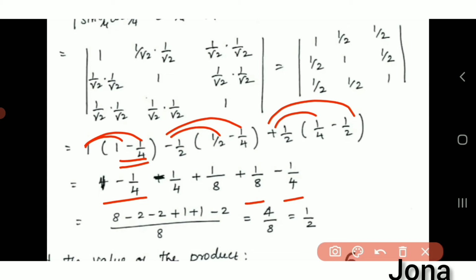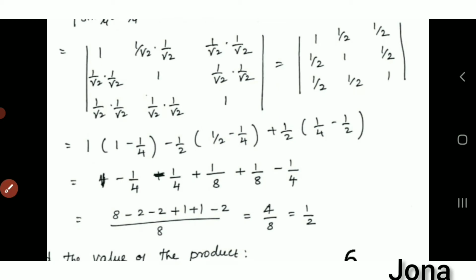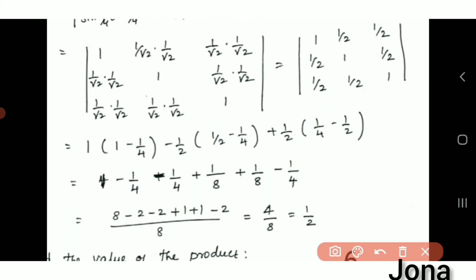So we can cancel some things also. Here 1 by 2, and take the LCM for this, or else we can simplify by any method here. We got the LCM as 8. So 8 minus 2 minus 2, here 1 plus 1 minus 2. Totally we got 4 by 8, which is nothing but 1 by 2. So now we got the value of the determinant as 1 by 2 here.